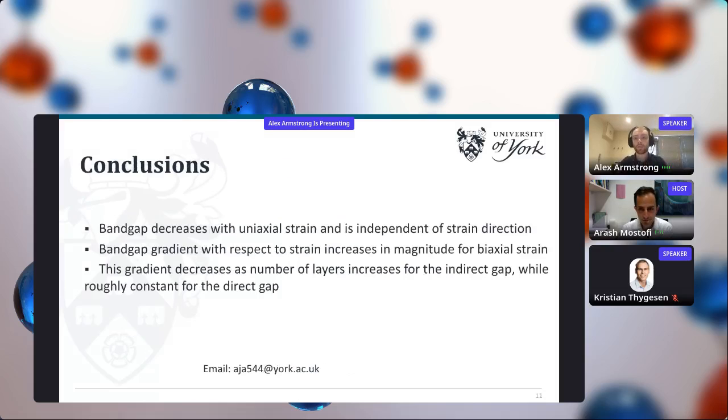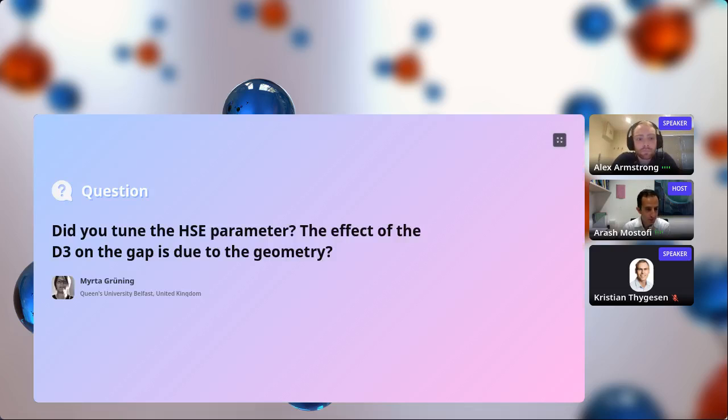Alex, thank you very much for a very clear talk. We have a question from Mirta Gruning. Did you tune the HSE parameter? And she's also asking whether the effect of dispersion on the gap is due to the effect it has on geometry.